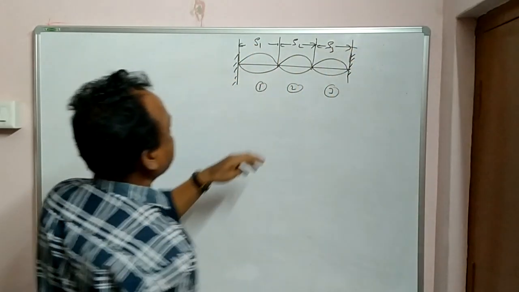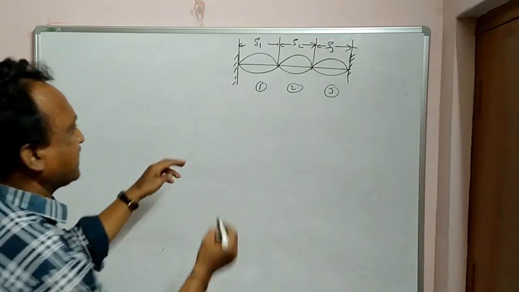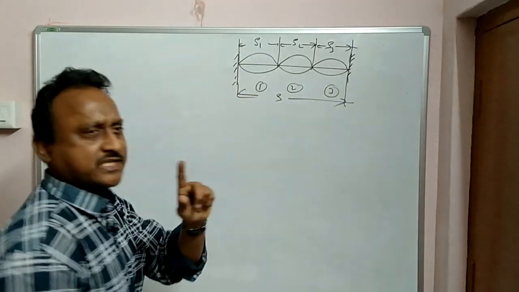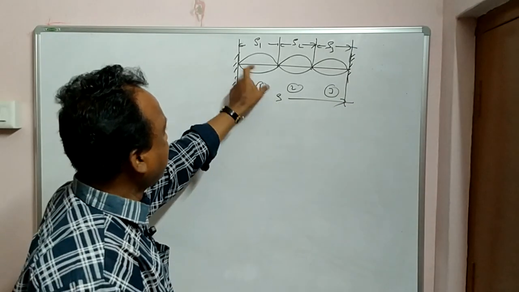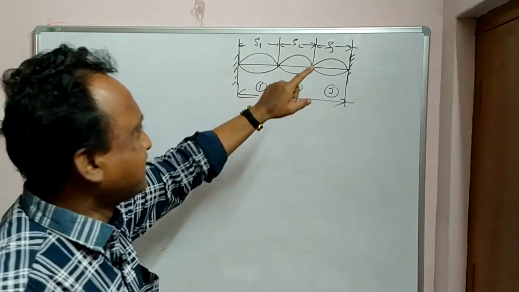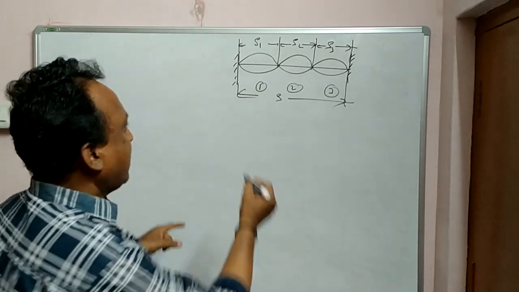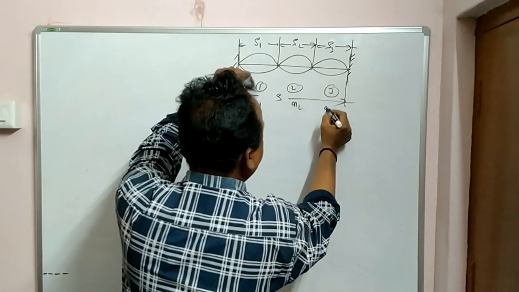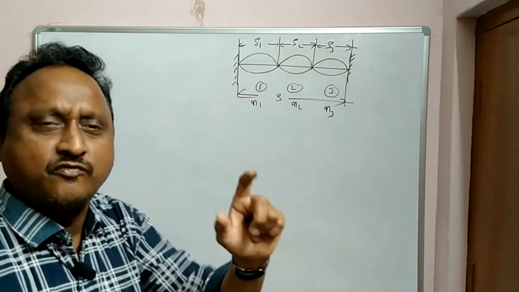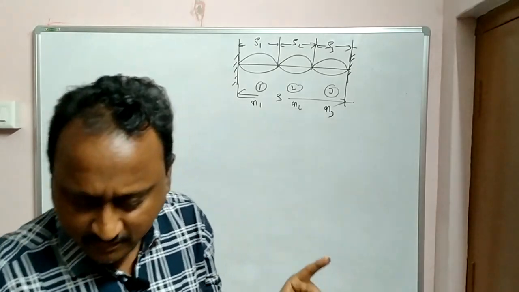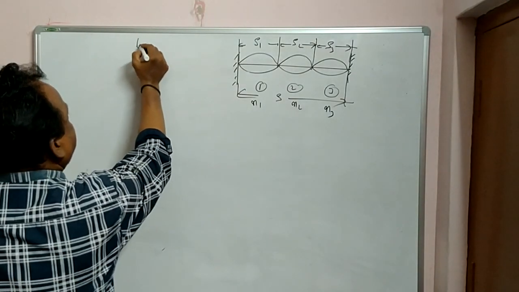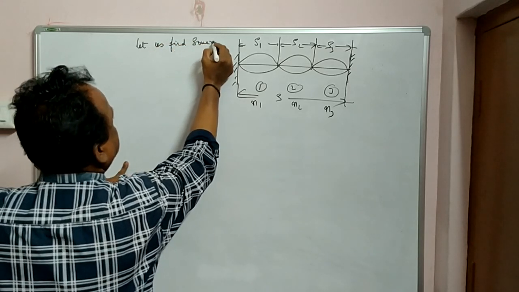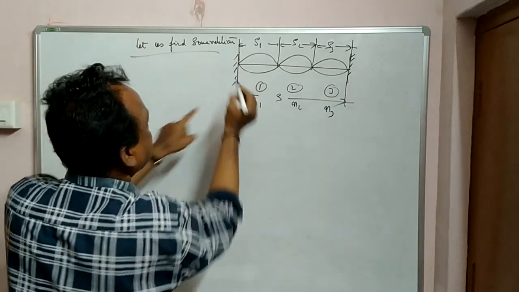Instead of L, I am taking the total length as S. I am not using the regular notation. Total length is S, and the first segment length is S1, second segment S2, third S3. And he has also given the frequency for these as N1, N2, N3. Now he is asking you to find some relation. Okay? Let us find some relation for this numerical.